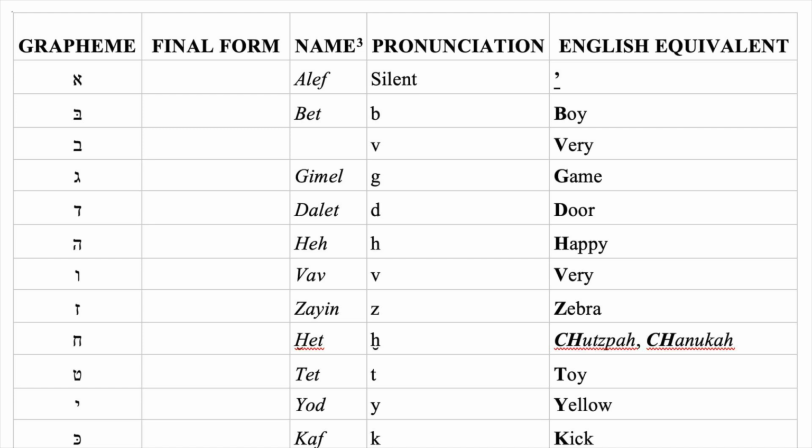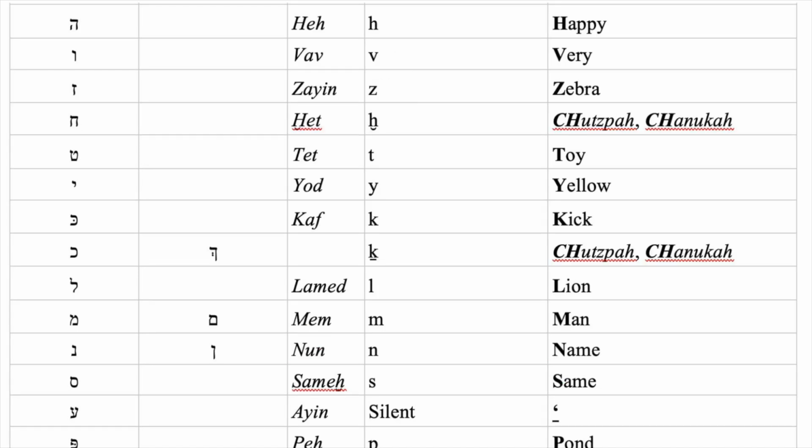After that, we have Zion, which makes the Z like in zebra. After that is Chet, for which we have no English equivalent. And so in the book, the words that I put in there are chutzpah, a Yiddish word, and Chanukah. After that is Tet, which makes a T sound, like in the word toy, followed by Yud, which makes the Y sound, like in yellow.